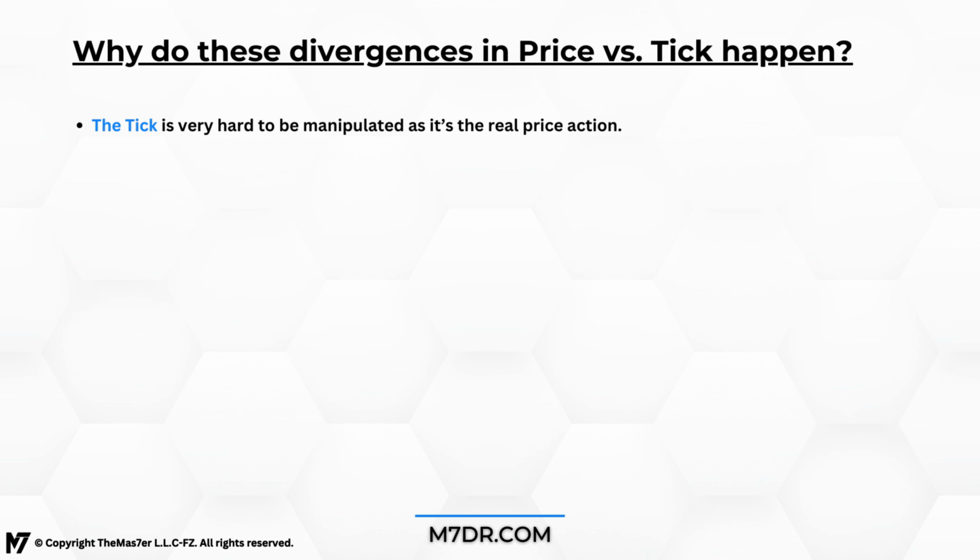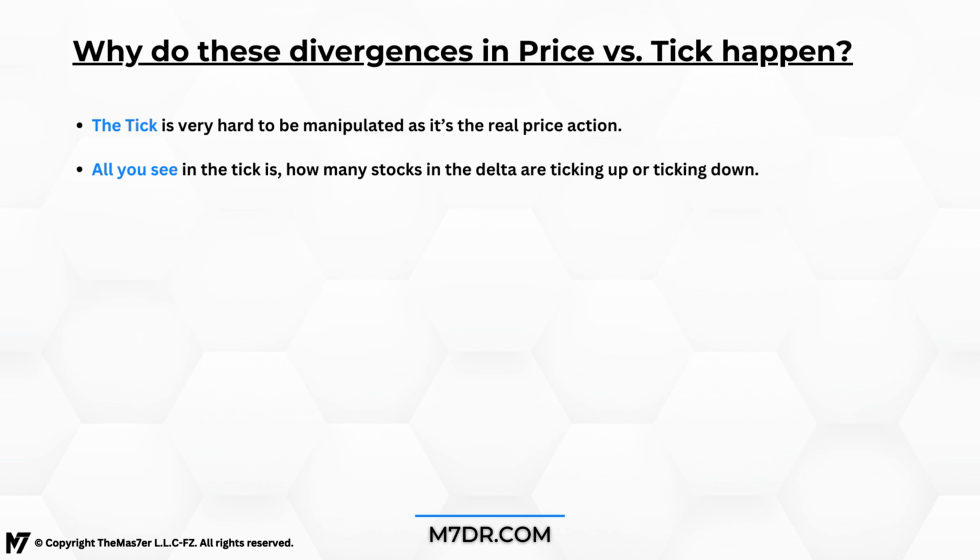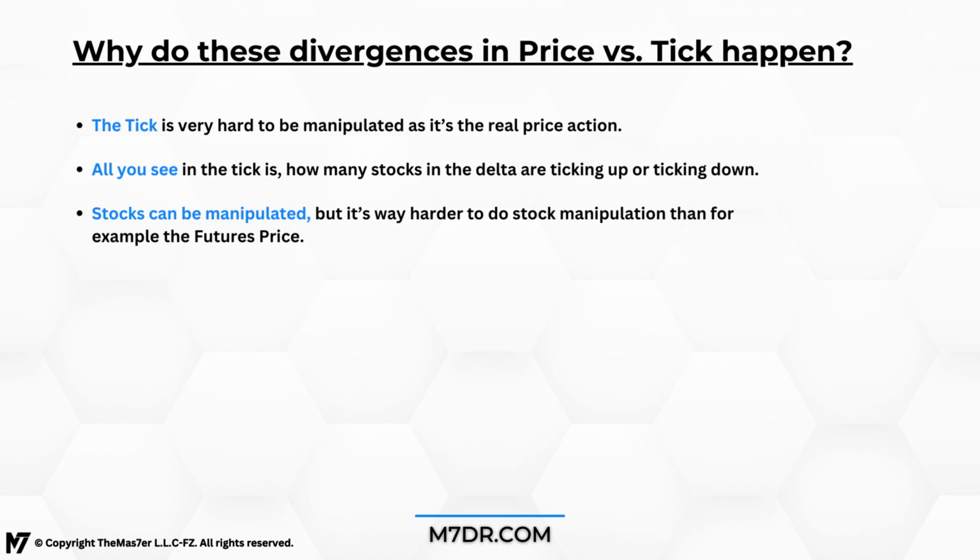This is very hard to manipulate as it's the real price action. All you see in the tick is how many stocks in the delta are ticking up or ticking down. Nobody is talking about or teaching the grid anyway, but the point is, yes, stocks can be manipulated, but it's way harder to do stock manipulation than, for example, the futures price. You can move the futures price for a few ticks way easier than the stock market.